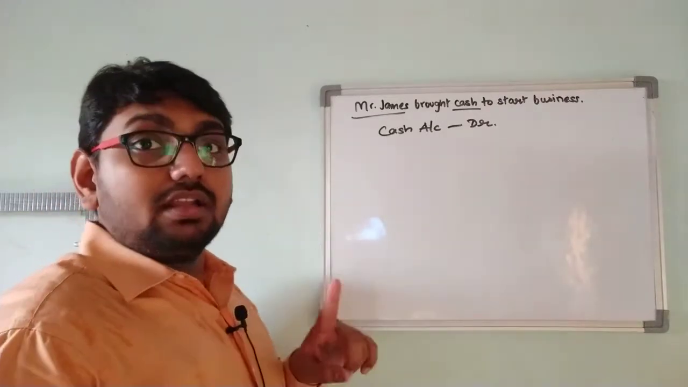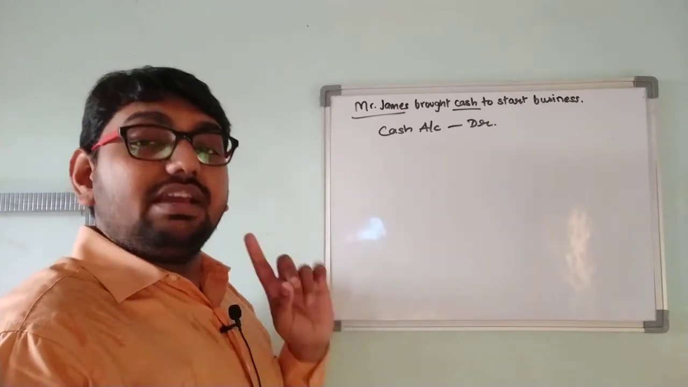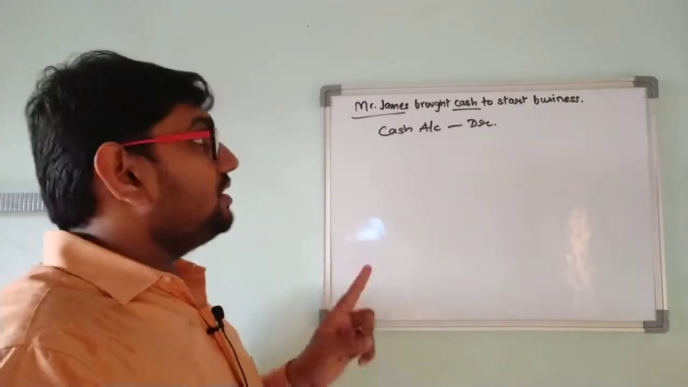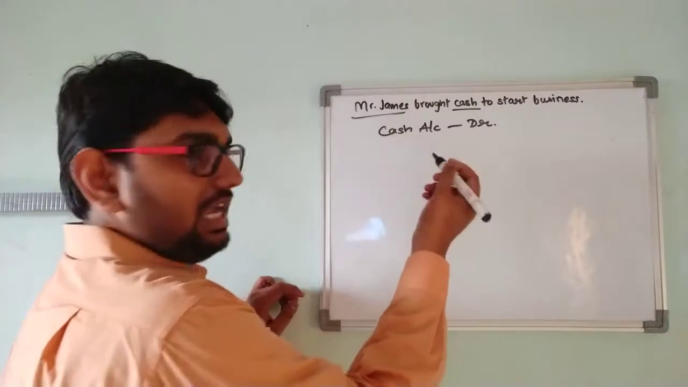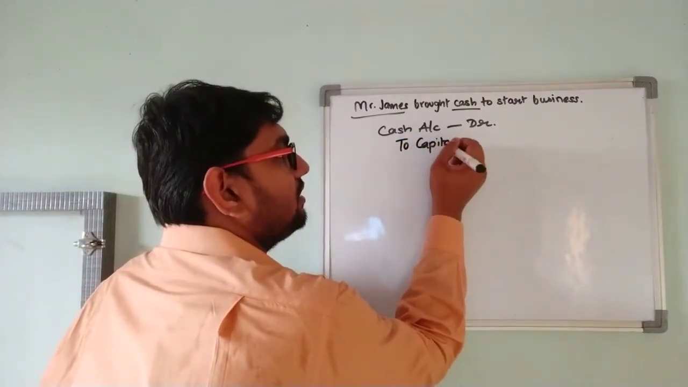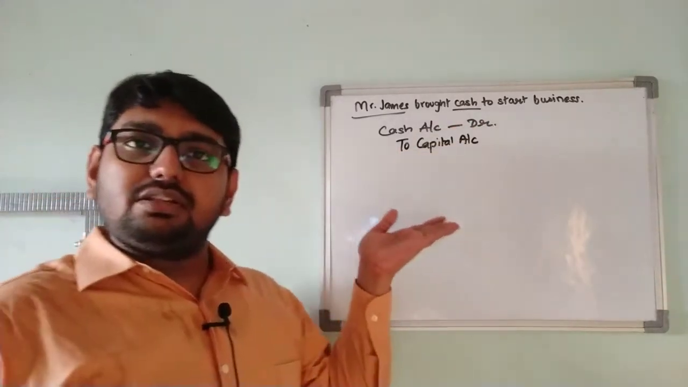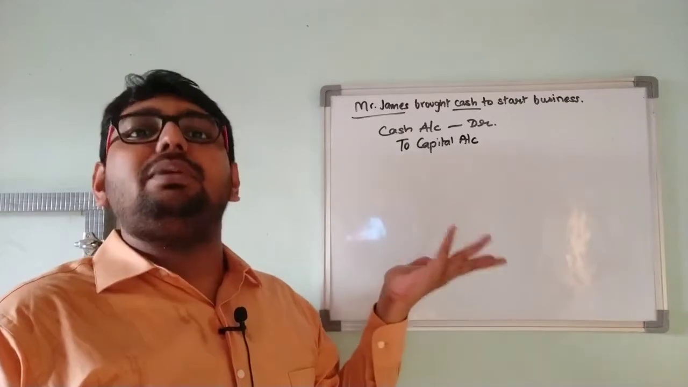Mr. James. But if you remember my last episode, I told you that the owner's name is never reflected into the books of accounts. So instead of Mr. James, I am going to write to capital account. So this is my journal entry for cash brought as capital.